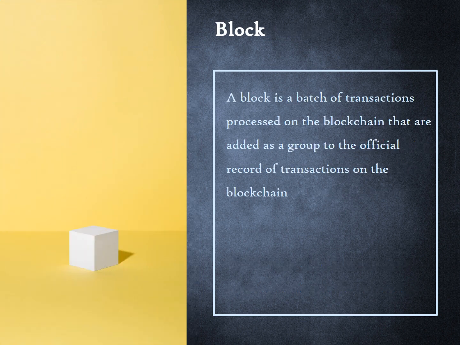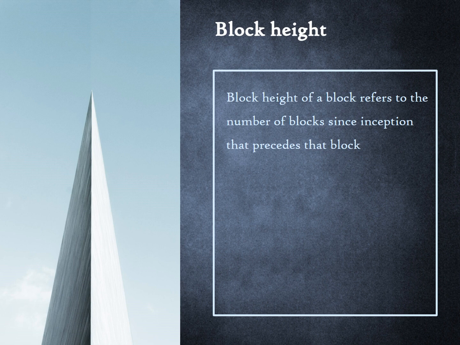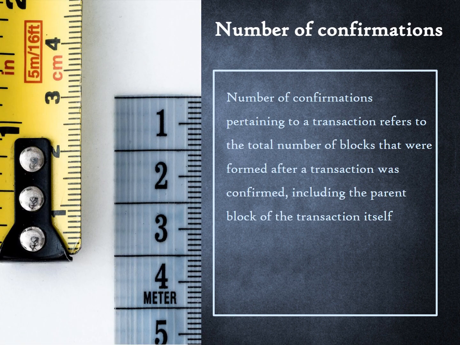A block is a batch of transactions processed on the blockchain that are added as a group to the official record of transactions on the blockchain. Block creation time refers to the time interval between the creation of two blocks. Block height of a block refers to the number of blocks since inception that precedes that block. Confirmation refers to the inclusion of a transaction in a block. Number of confirmations pertaining to a transaction refers to the total number of blocks that were formed after a transaction was confirmed, including the parent block of the transaction itself.